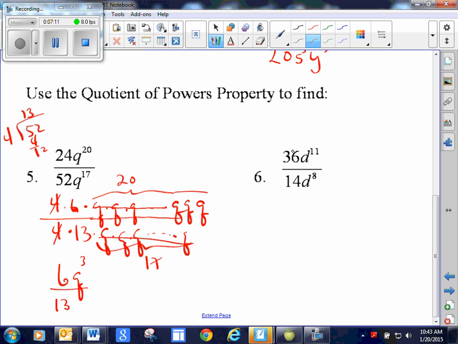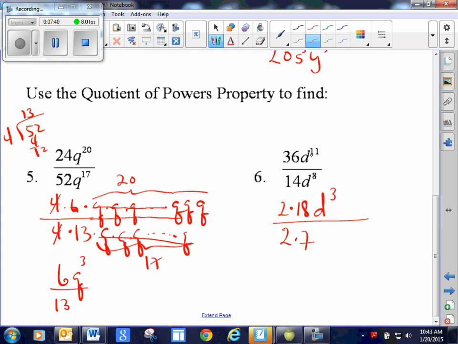Let's do another. I see 36 and I see 14. I think 2 is the only thing that will go into that. That's 2 times 18, and that's 2 times 7. I see d is the same base in the numerator and denominator. I'm going to take 11 and subtract 8 from it, and that leaves d cubed in the numerator. 11 minus 8 is 3.